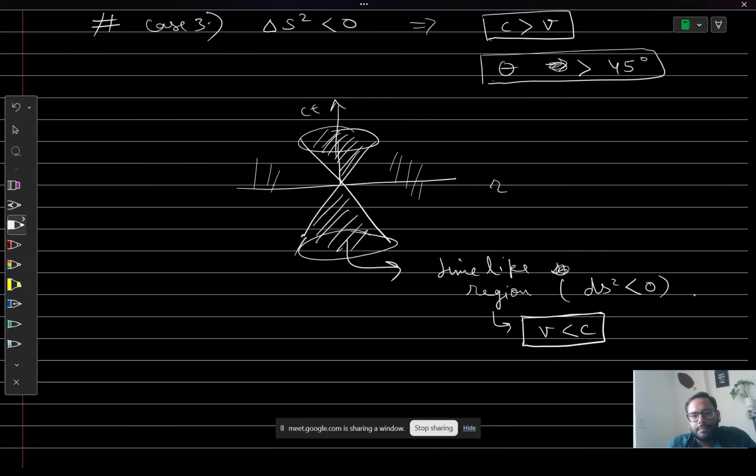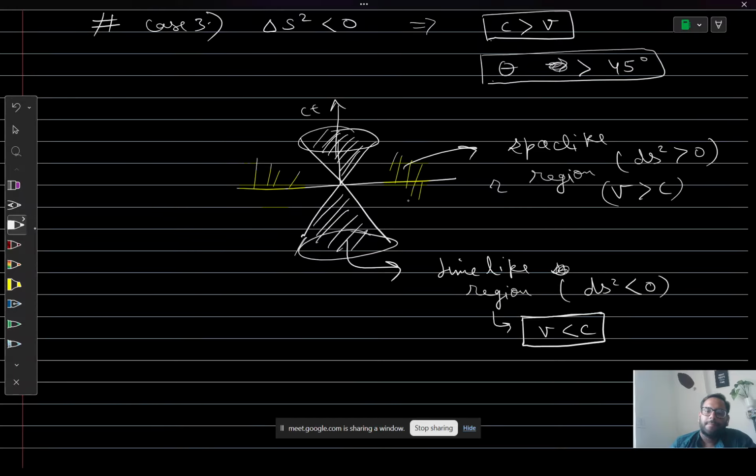So any object traveling with speeds less than c will always be inside this cone. This outside region is the space-like region. Here the ds square should be greater than 0, and in this case v will be greater than c.